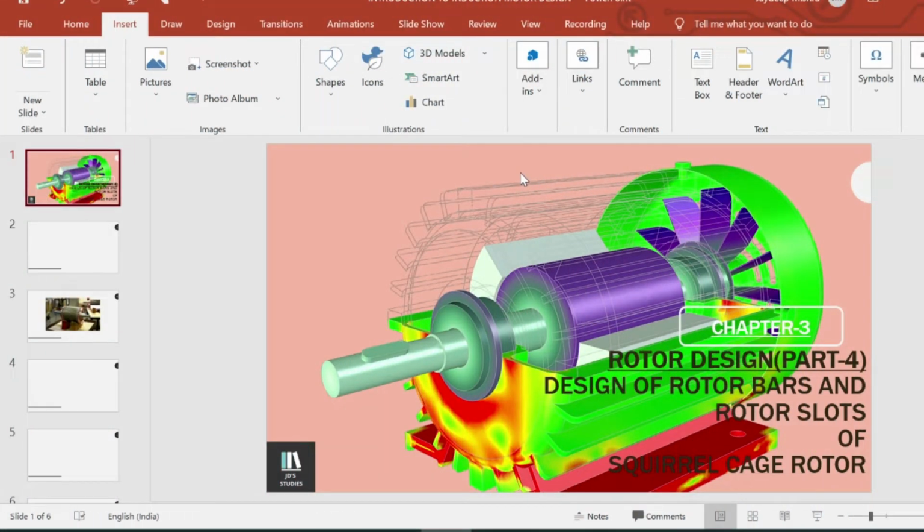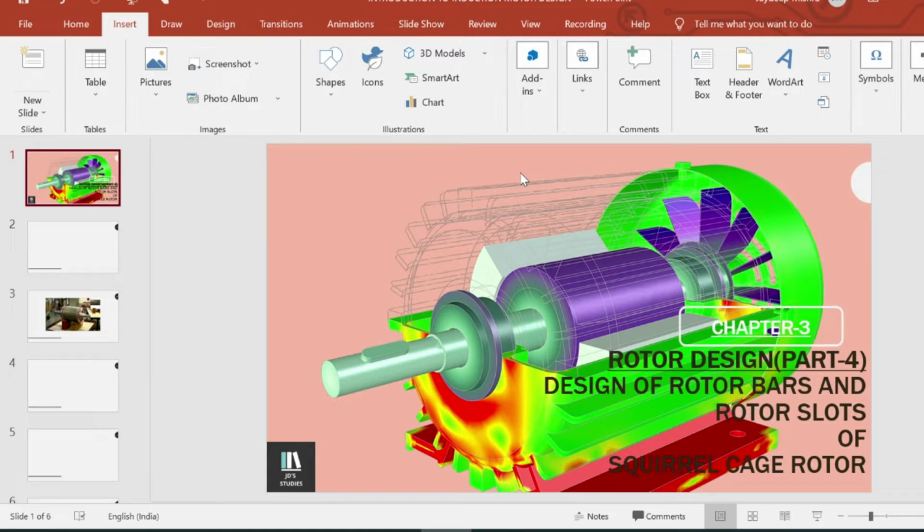In the previous lecture, rotor design part 3, we discussed the cogging and crawling effect and how we can select the number of slots in the rotor, in the squirrel cage rotor. If you haven't watched that lecture, please first watch that video and then come to this video. Now we will start rotor design part 4.